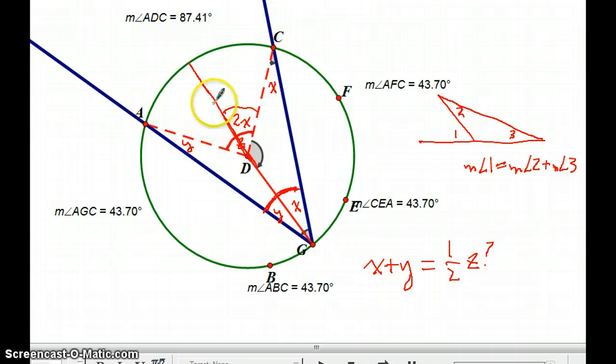And then the thing over here is the same thing. It's exterior to this triangle with the y's, and it's going to equal y plus y. So altogether, z really equals 2x plus 2y. And what's half of 2x plus 2y? I'll let you fill in that blank, but that's pretty easy to figure out, why that does actually equal x plus y.